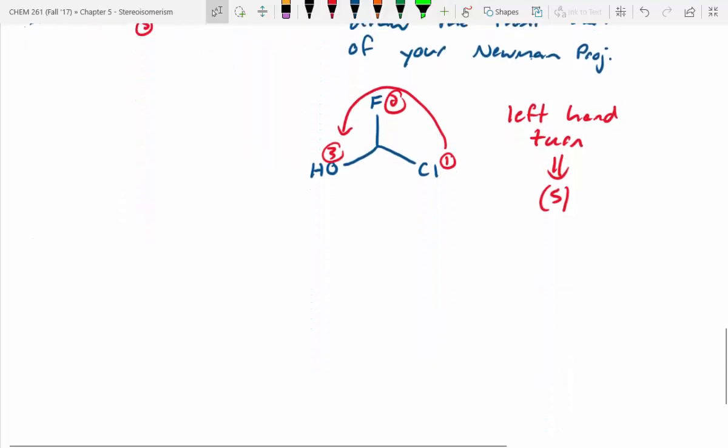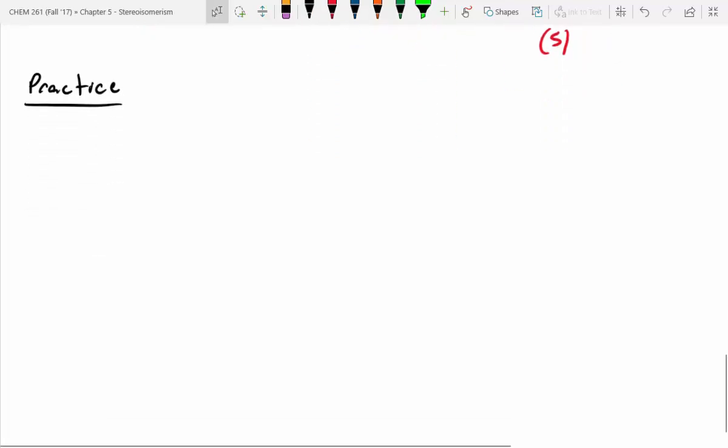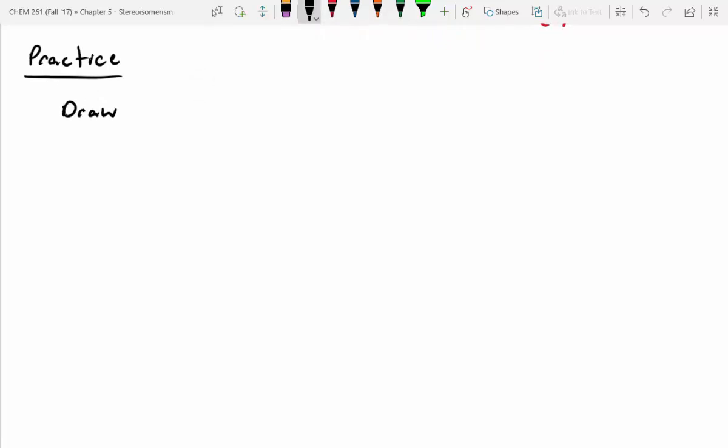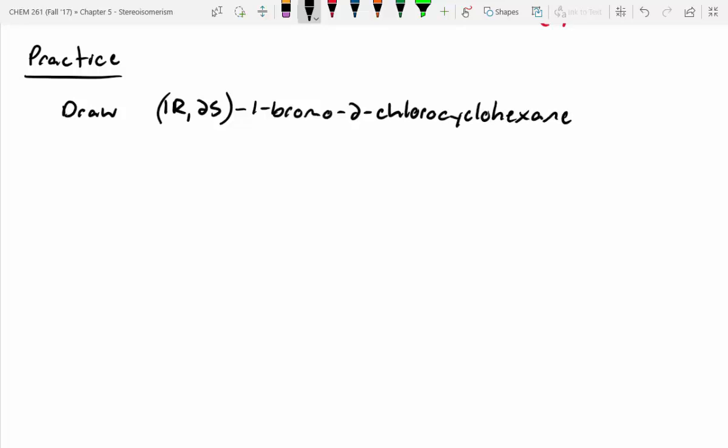We're going to mix it up. All right, for this one, I want you to actually draw a compound from a name. So draw 1R, 2S, 1-bromo-2-chlorocyclohexane. You can draw it as a chair if you want, but I would recommend starting with the 2D top-down view and then maybe convert that to a chair later.